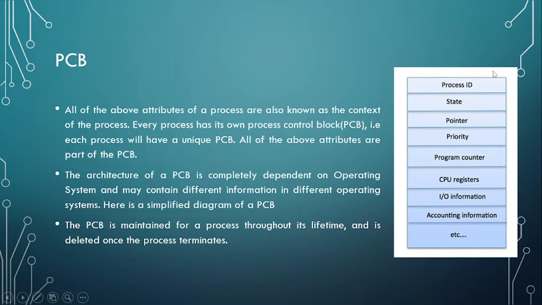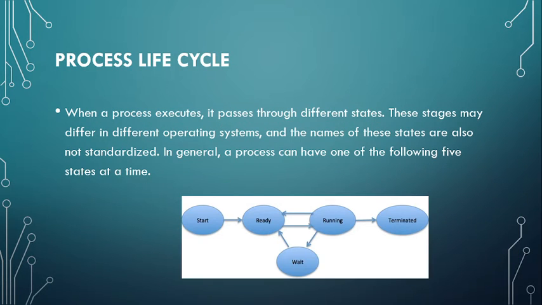Process ID, for example: a process has to have an ID, and the state, whether it's running, suspended, or terminated, and a pointer, priority, program counter, CPU registers information, input output information, accounting information, and more details about each process. So when a process starts, the process control block is created, and attributes of the process are stored in that process control block. Then we have the process life cycle.